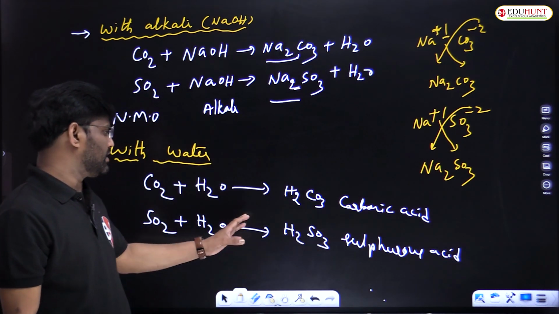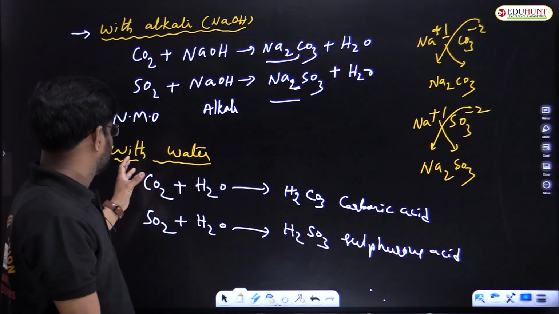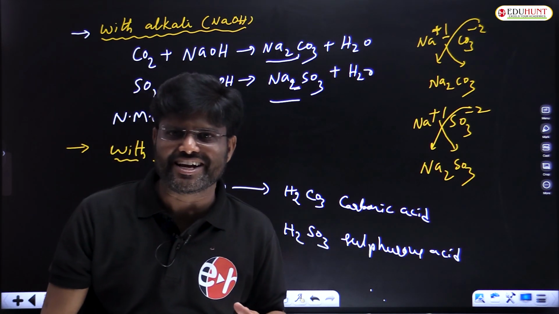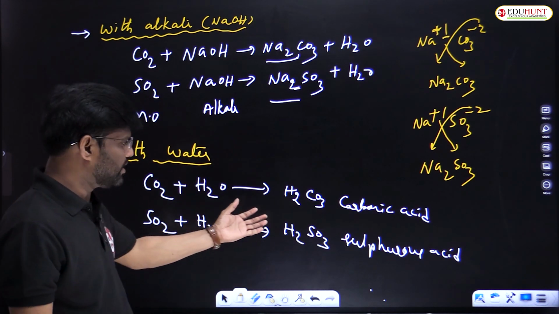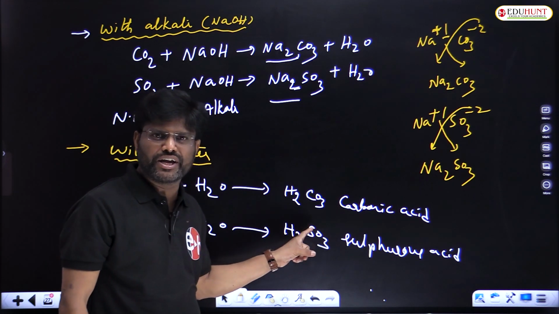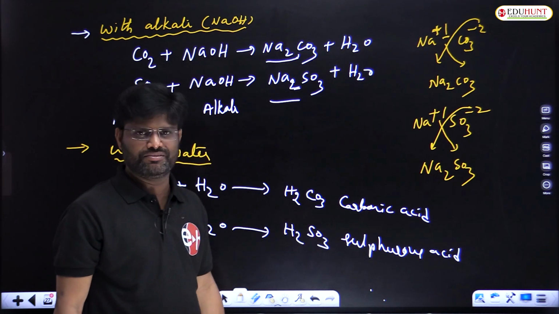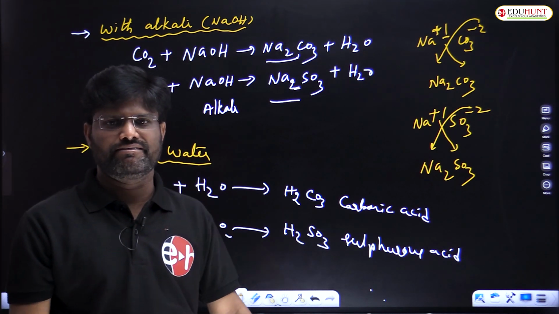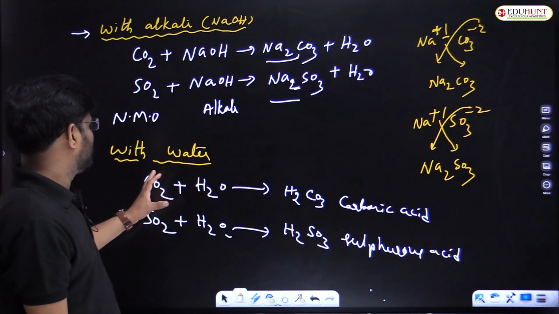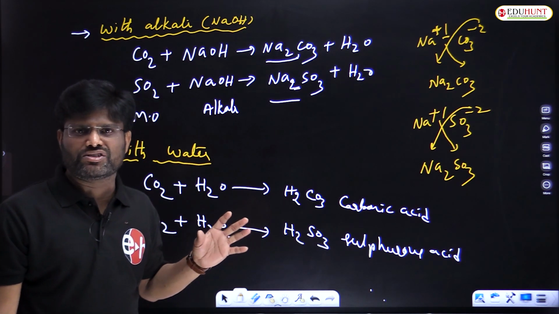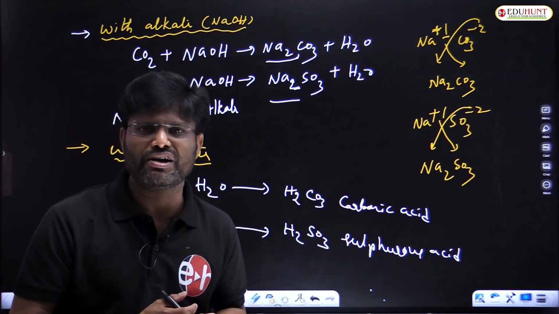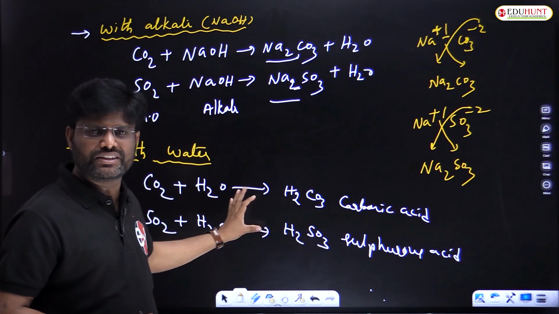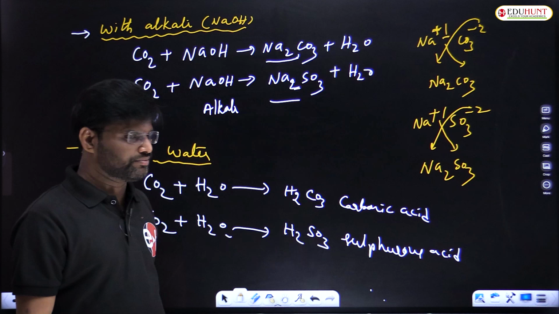Okay, these are the two equations. How do non-metal oxides react with water? One is carbonic acid, another one is sulfurous acid. These two show how non-metal oxides react with the water. Okay children, this is about the chemical properties of non-metal oxides: how they react with alkalis, how they react with water.